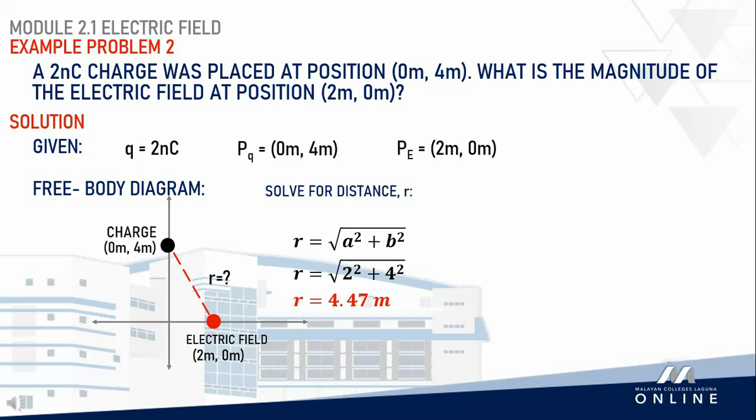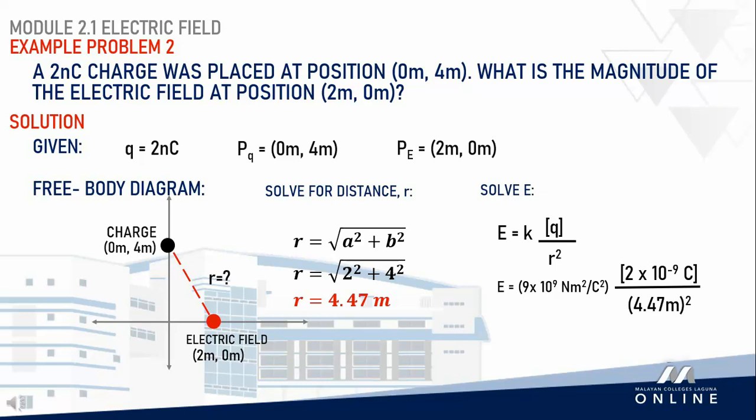Now that we have all the required variables, we will substitute these in our equation. E is equal to k multiplied by absolute value of q over r squared. Let us substitute the values, compute this in your calculator as follows, and the value we will get is 0.90 Newton over Coulomb.